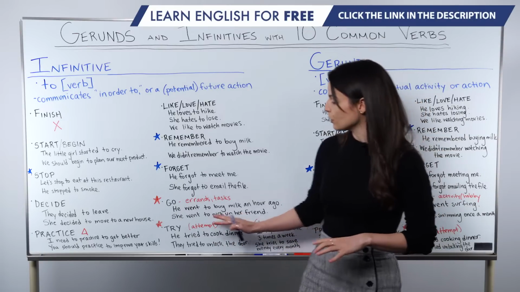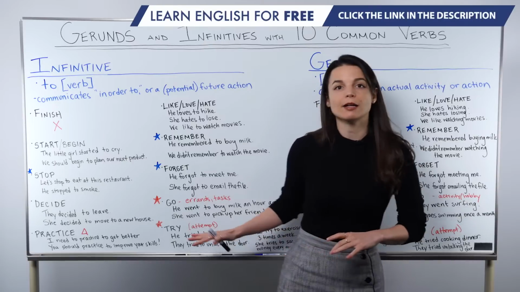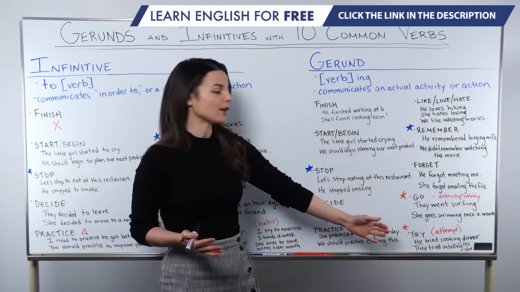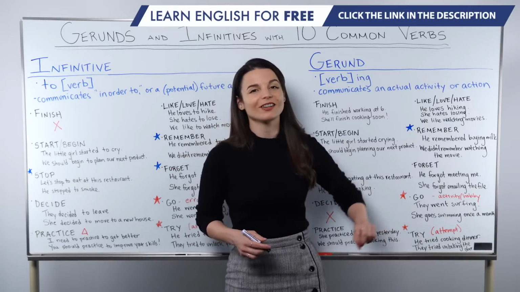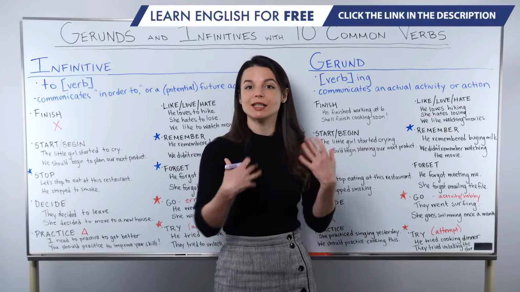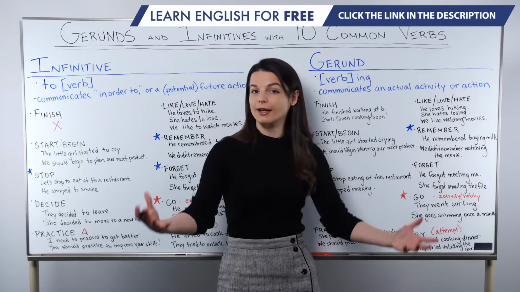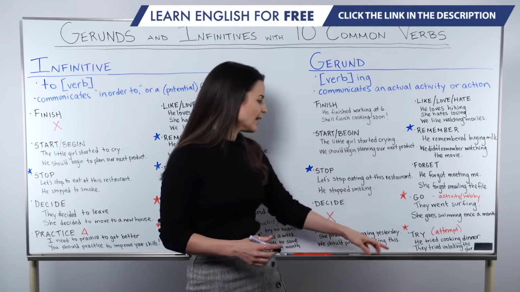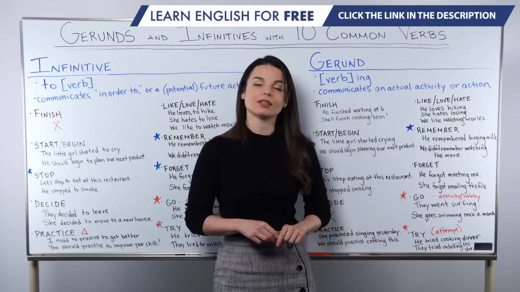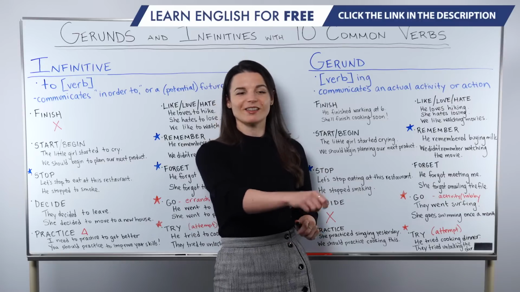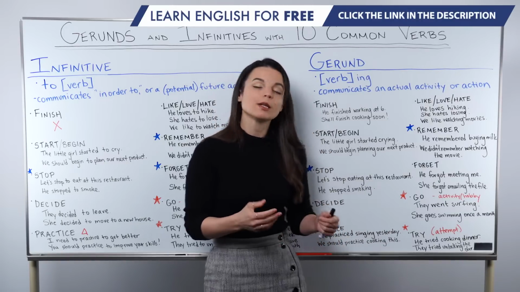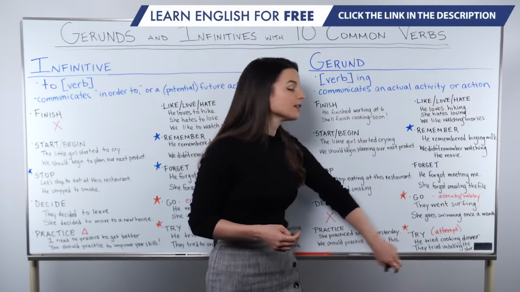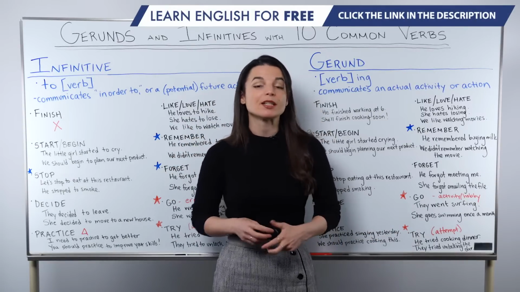So we can use this use of try with the gerund form as well. So he tried cooking dinner. So he attempted cooking dinner. He attempted the task of cooking dinner. And they tried unlocking the door. So they attempted this action, right? They attempted the action of unlocking the door. So we can use try in this way to talk about attempting to do things.